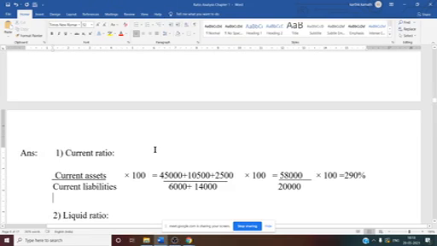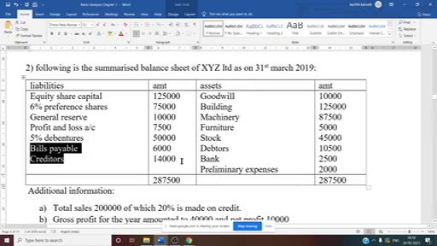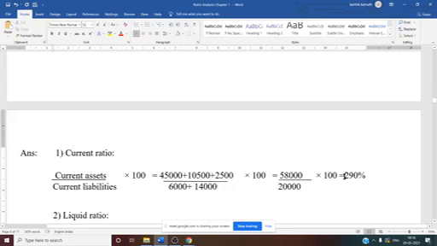Now current liabilities, if you see the question, only two information. One is bills payable, second one is creditor. So add these two things, 6,000 plus 14,000. 6,000 plus 14,000, write it in the denominator. We have written it here. So amount, now what happens? Now numerator total is 58,000, denominator total is 20,000 multiplied with 100. So you will get current ratio as 290%.